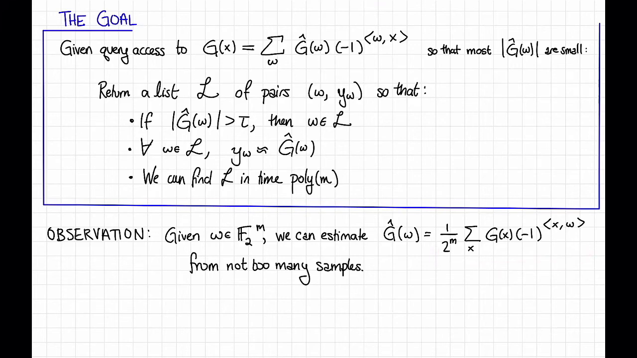Again, I'm not going to go into too much detail because our meta goal here is to get to the coding theoretic application fairly quickly, but let's just assume that we can do this. So this means that our goal can be to just find the set of omegas so that g hat of omega is large, because once we find that set, we can estimate each one of them fairly quickly.